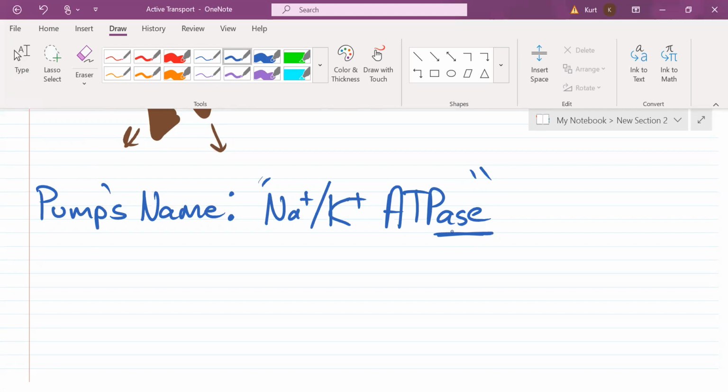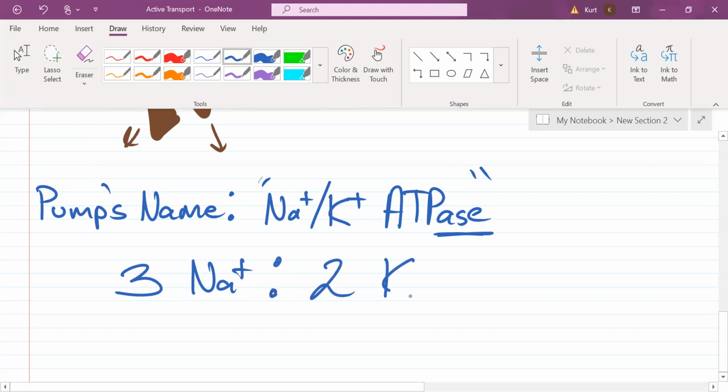And based on what you saw, how many sodiums per how many potassiums are exchanged? What's the ratio? 3 sodiums, 2 potassiums. That's the ratio. For every 3 sodiums that are released from the cell, 2 potassiums are brought into the cell.